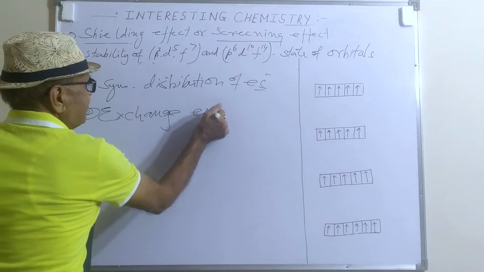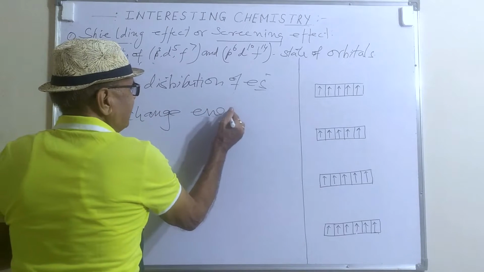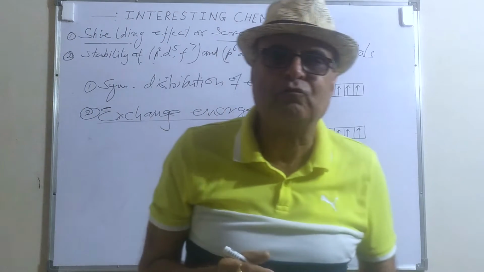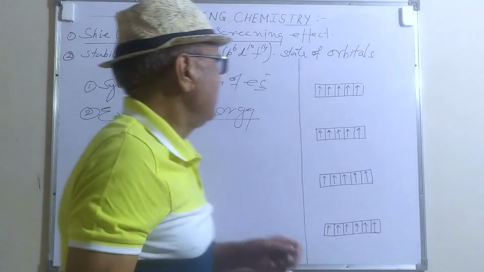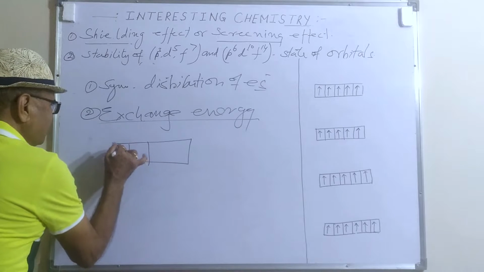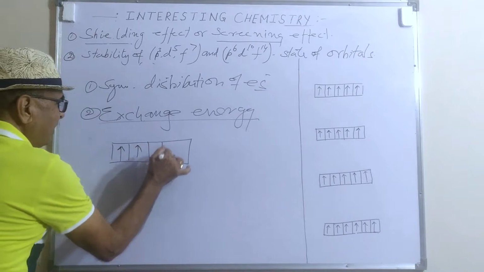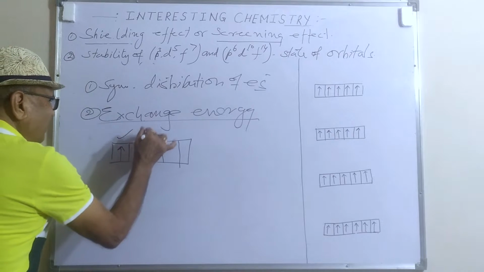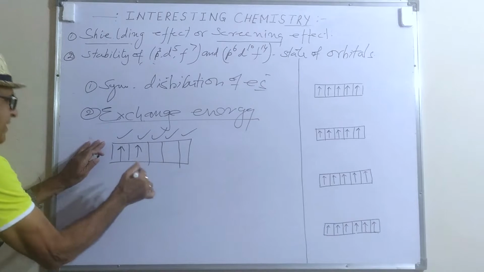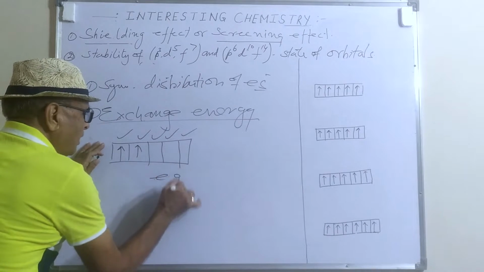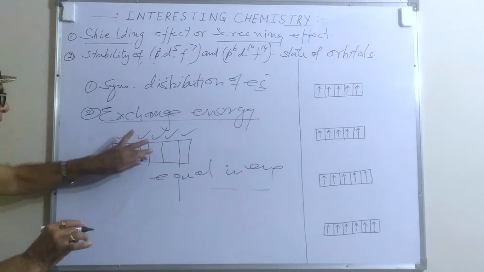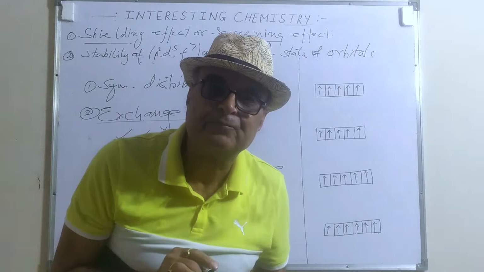Exchange energy. Please write it down. I am writing exchange energy. Think about what exchange energy is. Suppose this is one electron. These 5 orbitals of the d subshell are equal in energy. These 5 orbitals are equal in energy.